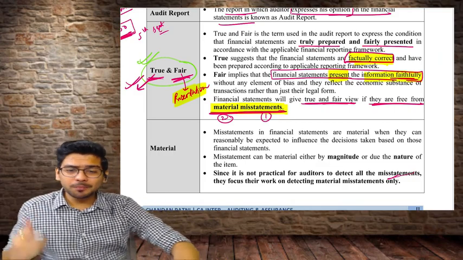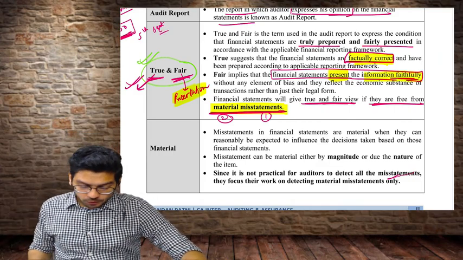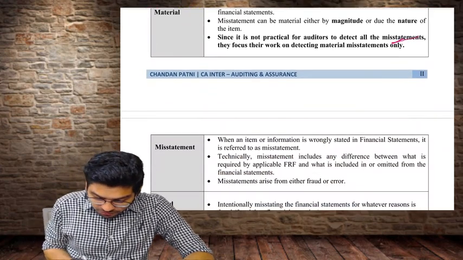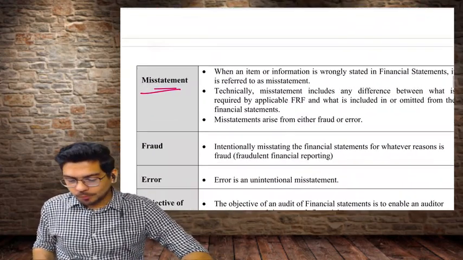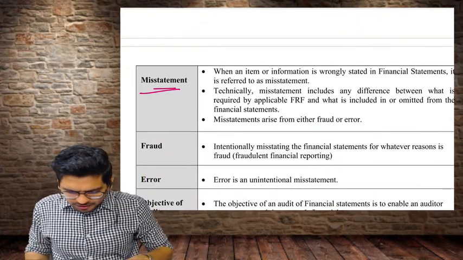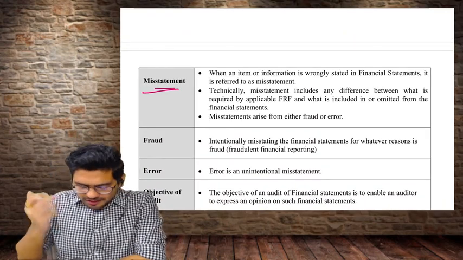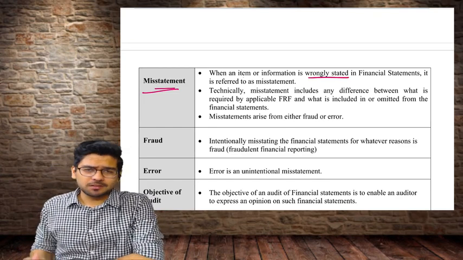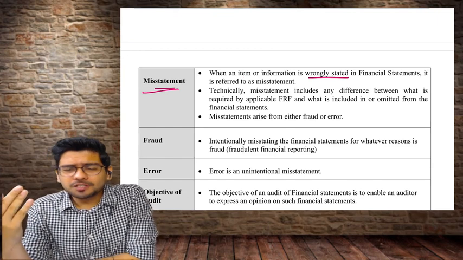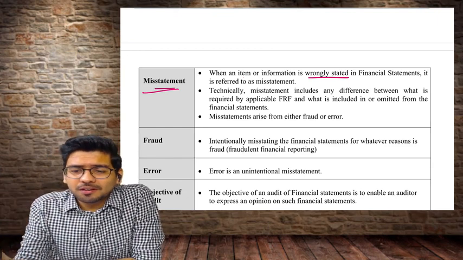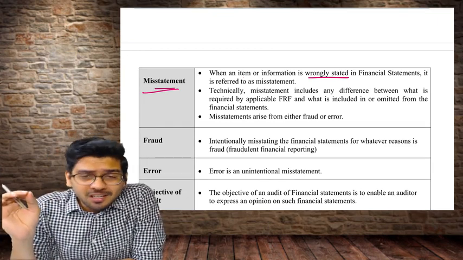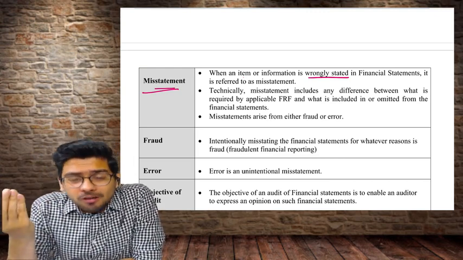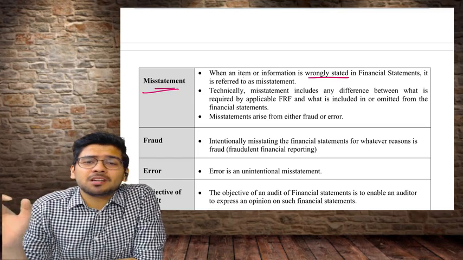Now, what is material misstatement? Let us understand these two words. Okay, so if you can see, the next two words are material and misstatement. So first we are going to understand the word misstatement. What do you mean by misstatement? A very simple definition, let us understand. It says when an item or information is wrongly stated in the financial statements, it is referred to as misstatement. Any item in the financial statement that is wrongly stated will be termed as misstatement.